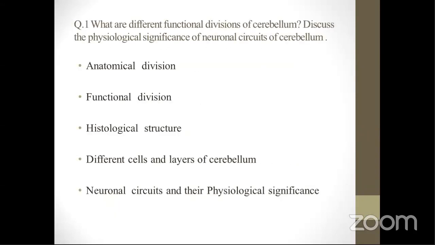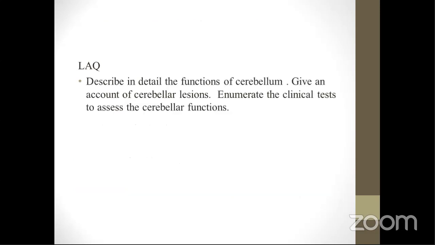So that was the answer for your first LAQ. If you are revising it, what are the different functional divisions, discuss the physiological significance of neuronal circuits. Then what you have to write is anatomical divisions of cerebellum, functional divisions. You have to write the histological structure along with the figure, then different cells and layers of cerebellum, and finally the neuronal circuits along with their properties and the physiological significance. If you are writing this much, this LAQ is sufficient for this particular question.